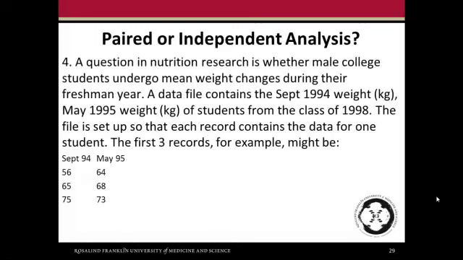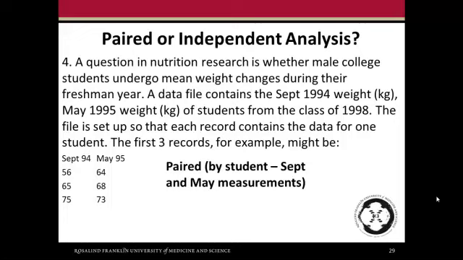The fourth question is looking at nutrition research in male college students and asking if they have weight changes during their freshman year. And so there was a data file with data from September 94 and May 95, and you can see some of the examples for the records here. And so given this information, would this be paired or independent? So in this case, it's paired. So you can see that the file is set up so that each record contains the data for one student. So it's paired by student because their measurements are taken in September and then again the following May.